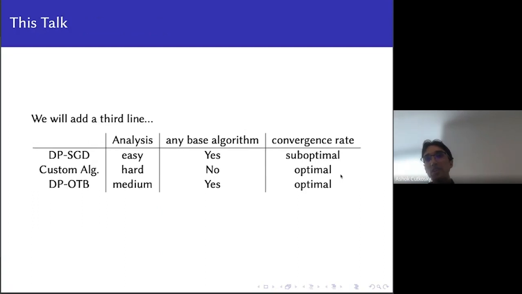So we'd like to thread the needle here, where we want an algorithm that will use any base algorithm. So if you improve the non-private analysis, you'll be able to also improve the private analysis. And in particular, we'll be able to get optimal convergence rates. I would like to say the analysis will also be easy so that we really get the best of all things. But I think that would be a bit of a stretch. So let me say that the analysis is maybe medium hard, let's say. But that's subjective. You don't have to agree with me on this one. I think this is the more objectively true statement.